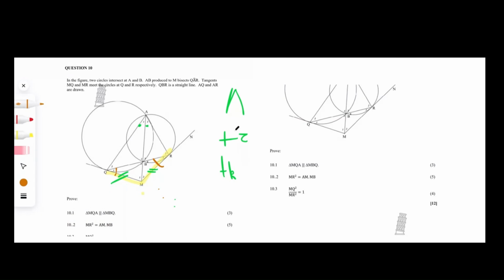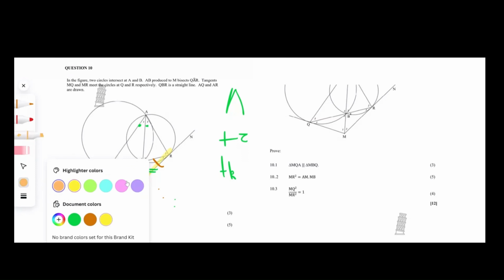We want to see if the tan chord theorem is applicable to this question. Now, when we are working with the tan chord theorem, we have to identify the tangent and we have to identify the chord. Okay, so what you want to do is take your highlighter and identify the tangent. Let's first start off with MQ. MQ is our tangent, and then let's identify our chord.